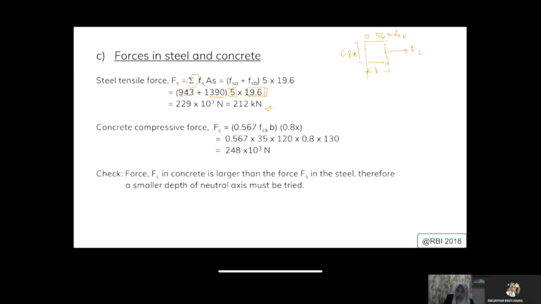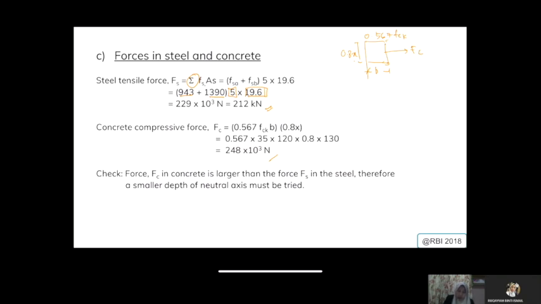Right, 0.567 multiplied with 0.8 multiplied with the B, and you will get your force is equal to 248 times 10 power of 3 Newton. Okay, so check: force Fc in concrete is larger than the force Fs in steel. So therefore, a smaller depth of neutral axis must be applied.